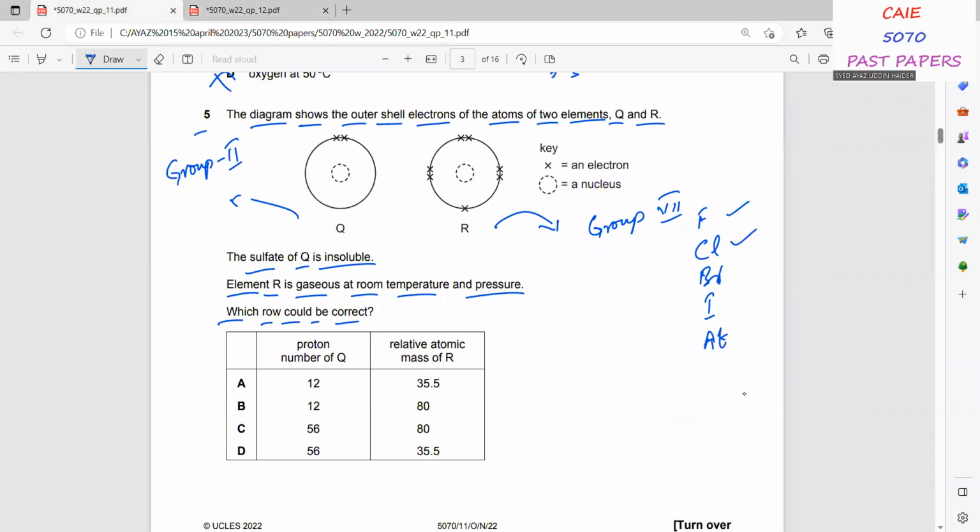Coming back to the question, the sulfate of Q is insoluble. It must be barium. The sulfate of barium is insoluble. Sulfate of magnesium is soluble. So A and B are incorrect. We have either C or D as correct.